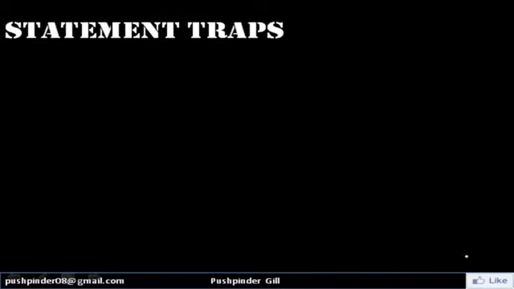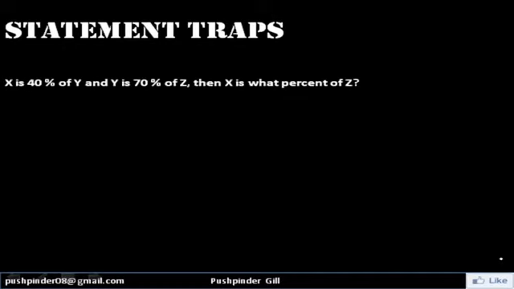Now let's see, when we use more than two statements, we make a kind of statement trap. When I use whatever statements I have given earlier, we use a kind of statement trap. Let's see what kinds of statement traps can come in your questions. The first kind is the simple trap. That is, X is 40% of Y, Y is 70% of Z, then X is what percent of Z. So let's break it down into statements. This is my first statement, this is my second statement, so I need to calculate this statement.